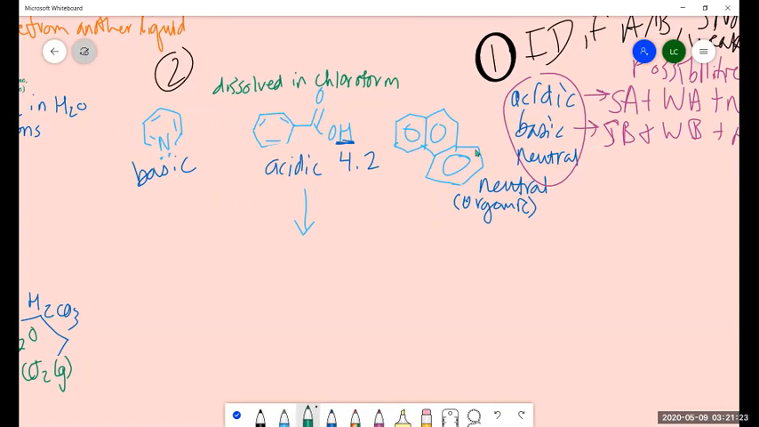So these are all dissolved in chloroform, and remember chloroform doesn't react in an acid-base reaction, so these are all left as they are in their normal state. It would be protonated here and deprotonated here. So nothing occurs in the organic phase right now.